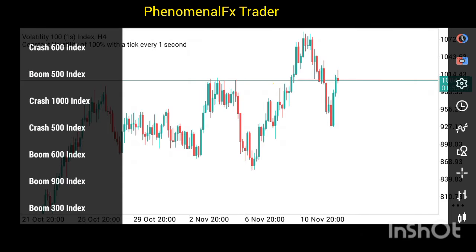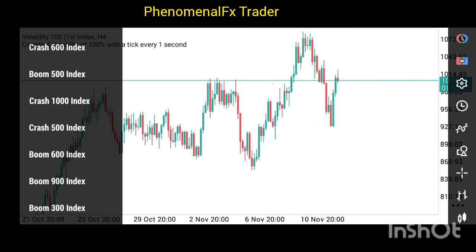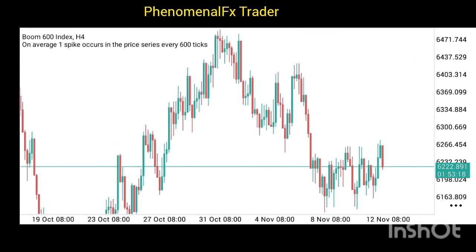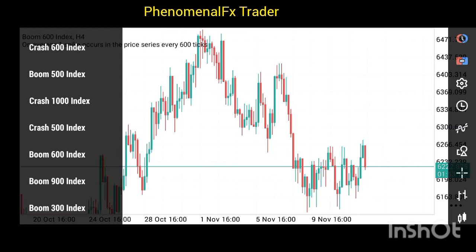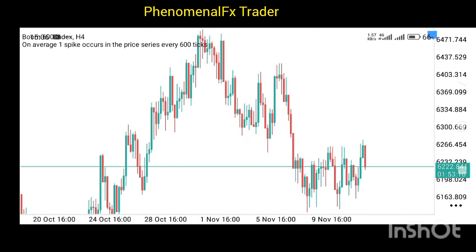So let's just check one boom and crash pair quickly and see what we have there. Randomly, I will just choose this boom 600 index. On boom 600 index, what do we have here, guys? Let's look at the daily time frame first. Although I can see a strong consolidation here. So in fact, this is a setup.